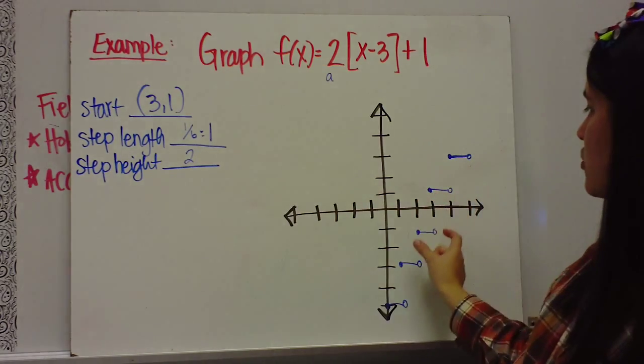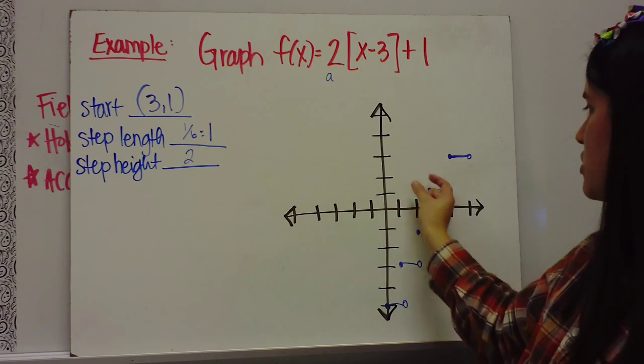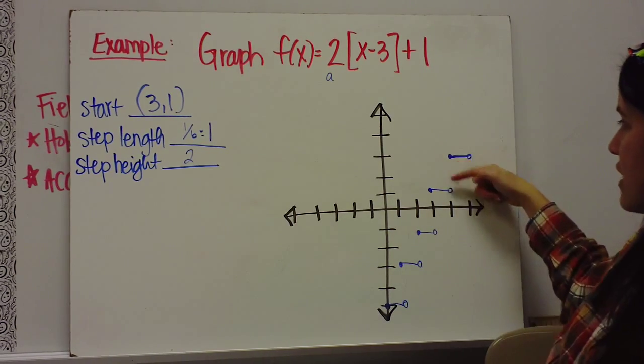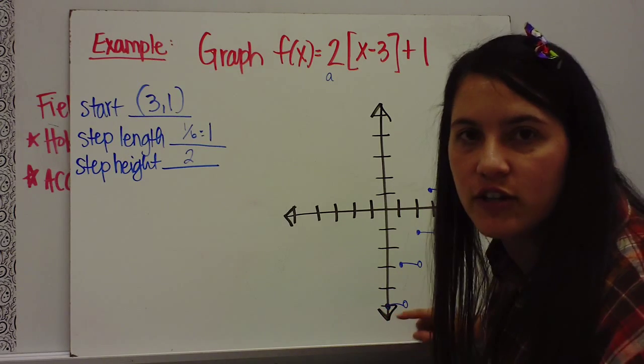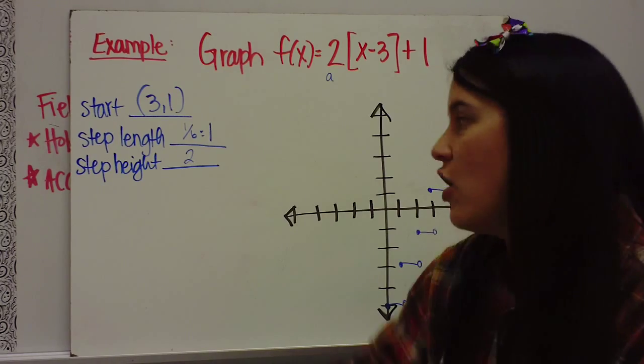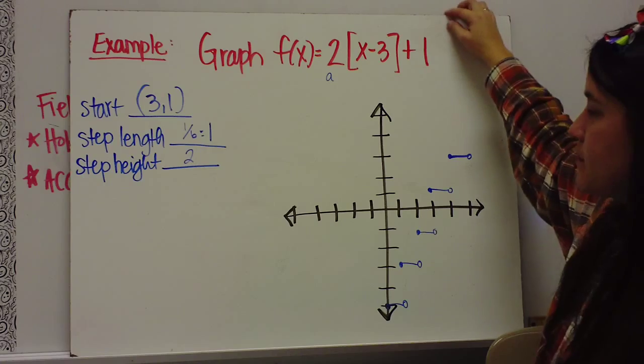My lengths are still 1. So if you notice, I went up 2 over 1, up 2 over 1, up 2 over 1. And it passes the vertical line test because my first dot is colored in and my second dot is open. And it all started at over 3, up 1.